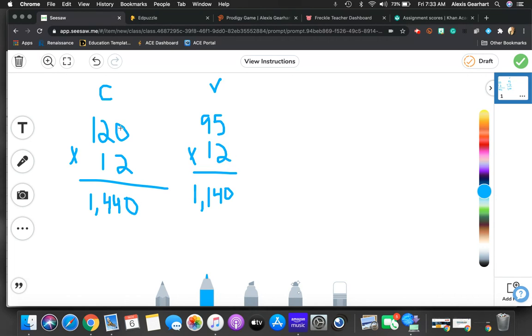Some people decided to add 120 plus 95, then multiply that by 12. That also will give you the total amount of cupcakes that the PTA made. So to figure out how many chocolate and vanilla, we need to add these two together.